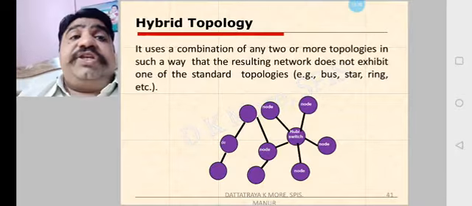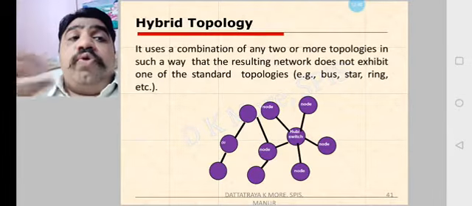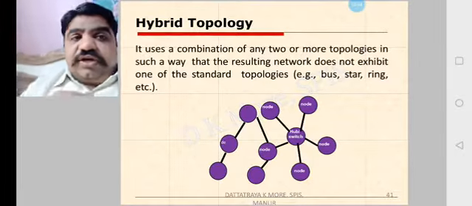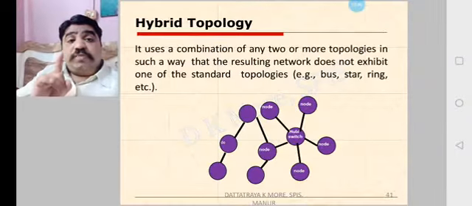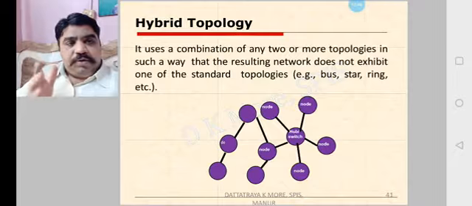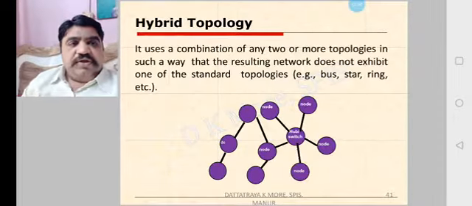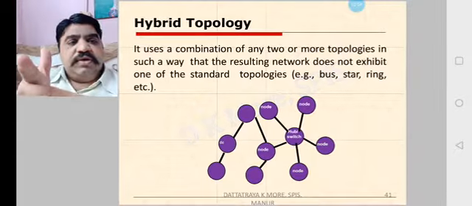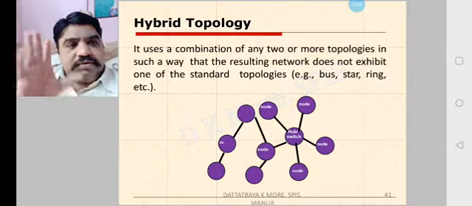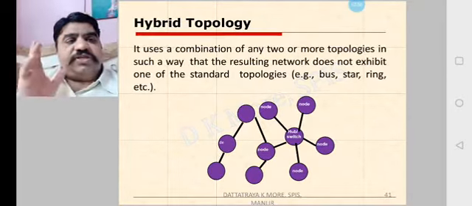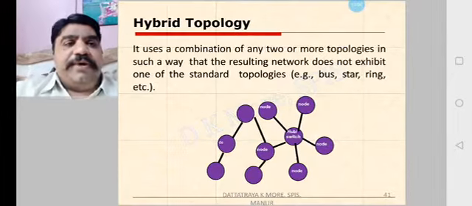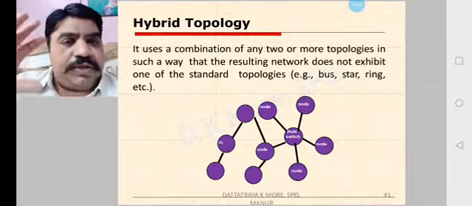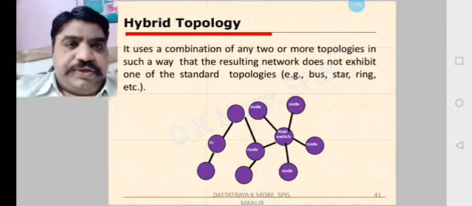It uses a combination of any two or more topologies in such a way that the resulting network does not exhibit one of the standard topologies, for example bus, star, ring, etc. You can see there is a mix of all topologies. So bus, star, then ring also, everything is mixed up over here. So this is hybrid topology. It depends on the particular customer, the particular user, how to use it.